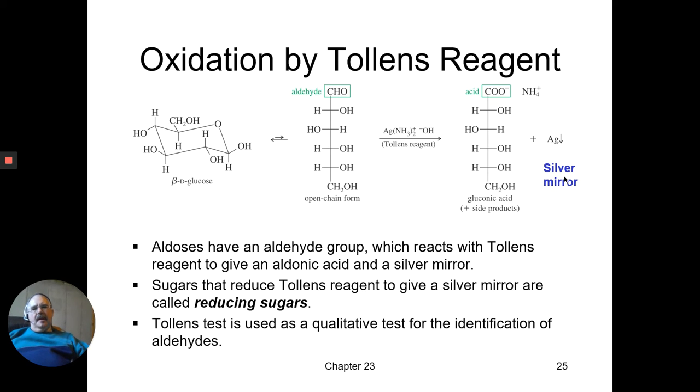Okay, it turns out that fructose, which is a ketose, actually undergoes the enediol rearrangement. Since this is in basic solution, it will undergo the enediol rearrangement to glucose, which will then react with the Tollens reagent.